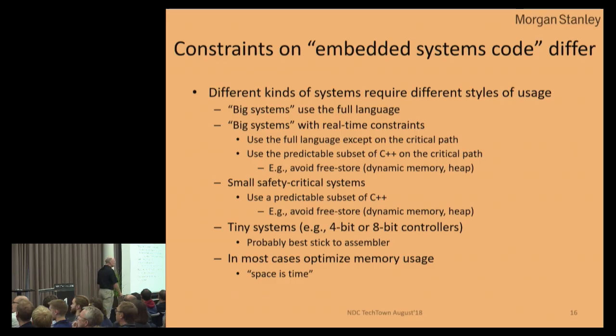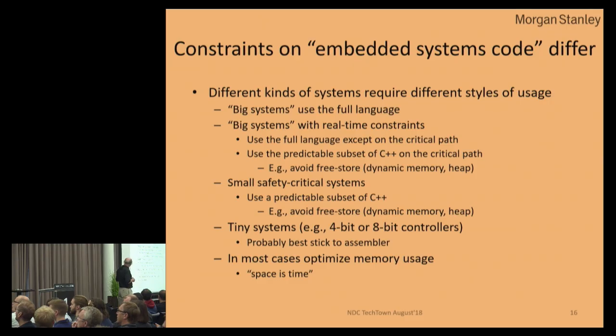So you have to know what you are talking about. For big systems, I recommend use of full C++. Whatever you want from the language, you can afford if you have a big system. Big systems with real-time constraints, use the full language except for the critical paths. I mean, if I'm doing ultra-low latency code, the first rule is no malloc. You just can't afford that if you're counting nanoseconds, which is something I sometimes do in my day job. And you use a predictable subset there.